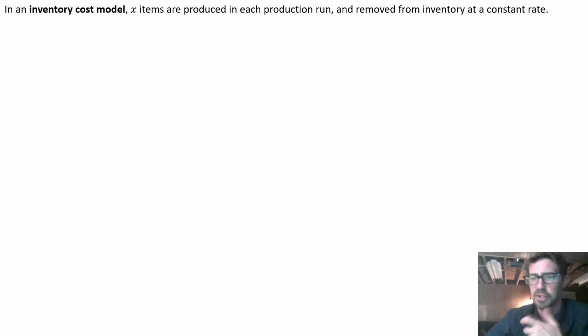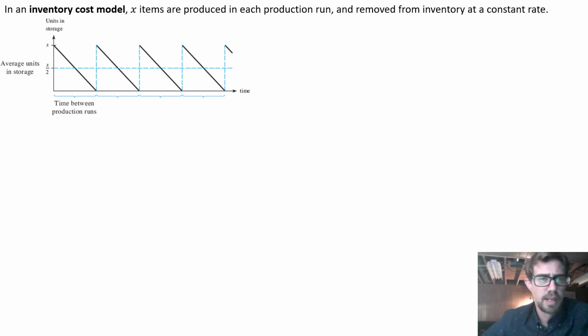It's helpful to look at this graph. Okay, so we have X units. We start at the beginning of our month or whatever it is with the X units that we produced all in our warehouse. And then we take out, again, it could be not one per day, it could be one per minute, but we take them out at a constant rate. So the units in storage, that vertical axis, just goes down at a regular rate until we're back down to 0. And then we fill it back up again, right? Because we did another production run.